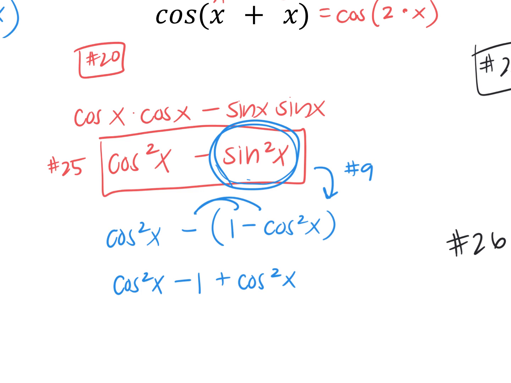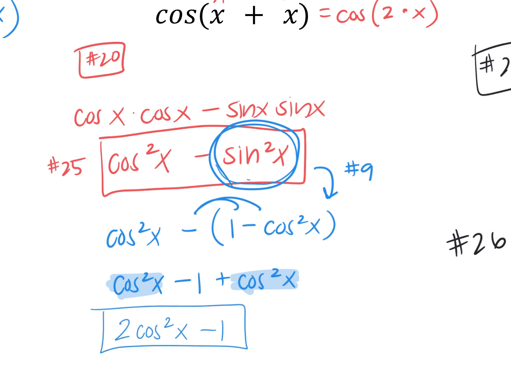And can I do some simplifying here? I sure can. Cosine squared of x plus cosine squared of x gives me 2 cosine squared of x, and then minus 1. Which, if you look on the back, that is your number 25. I'm going to call it B. That's like the middle piece there. Okay, that again is also equal to this cosine of 2 times x formula.